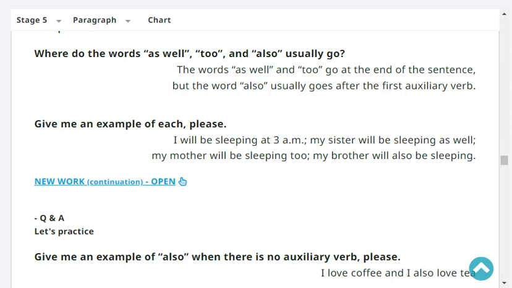Give me an example of each. Okay. Oh, is it there? Okay, you're fine. Okay, no problem. Give me an example of each, please.